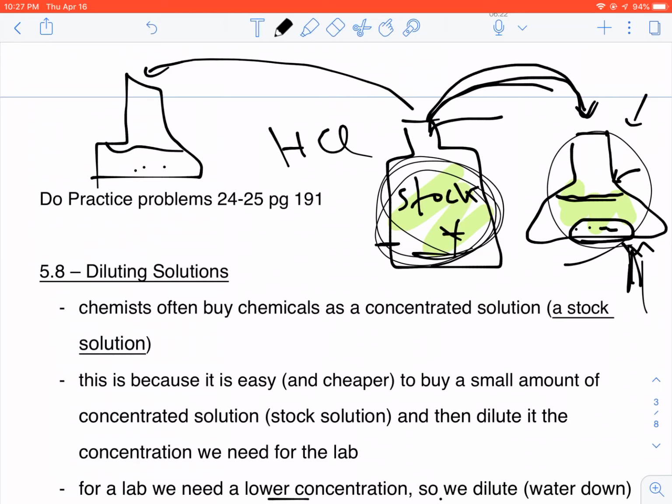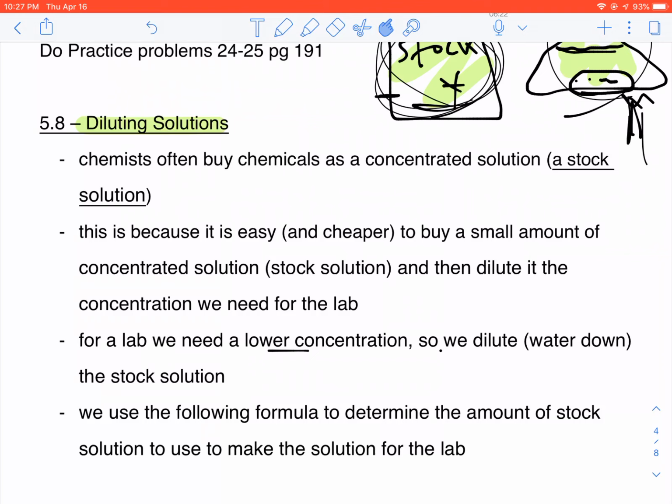And what I'm doing is I'm going to dilute my stock solution. I'm going to water it down. Okay, so 5.8. Chemists often buy chemicals as a concentrated solution, a very strong solution, and we call that solution our stock solution. Now, the reason why we do that is for two reasons.